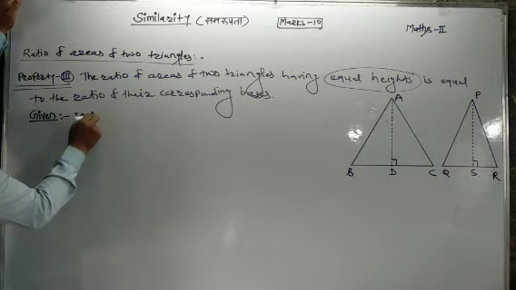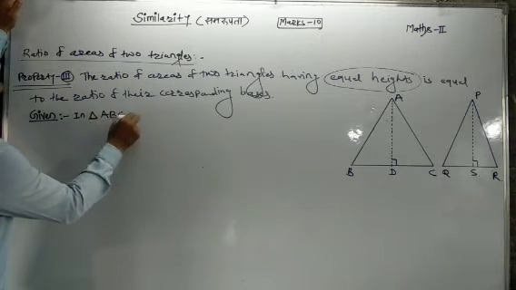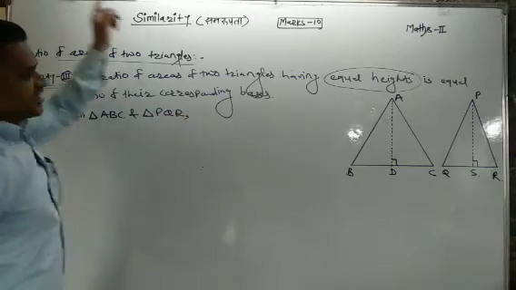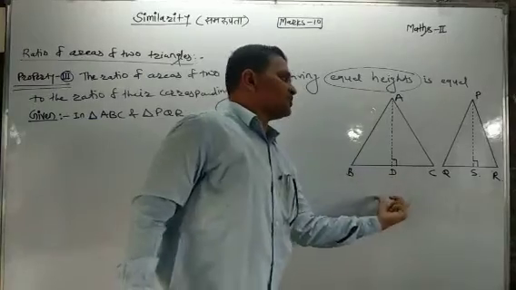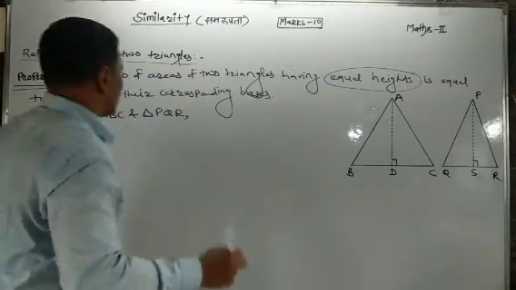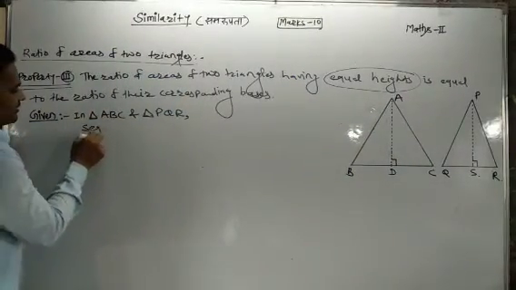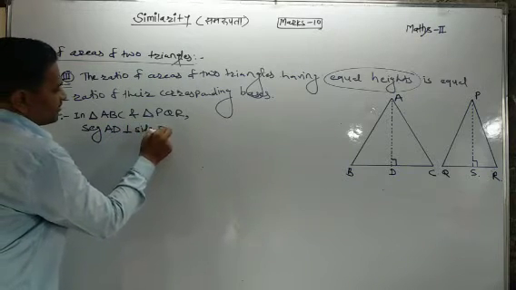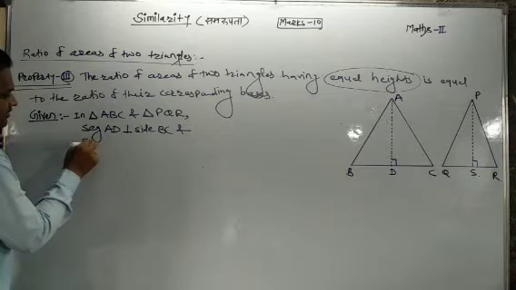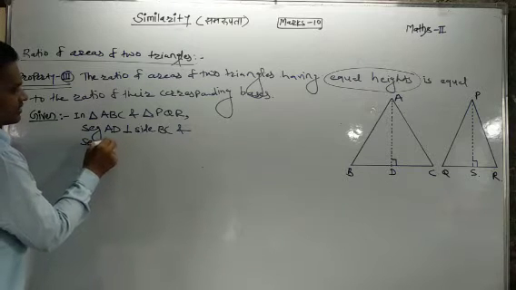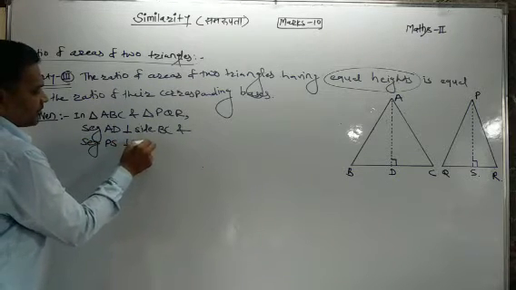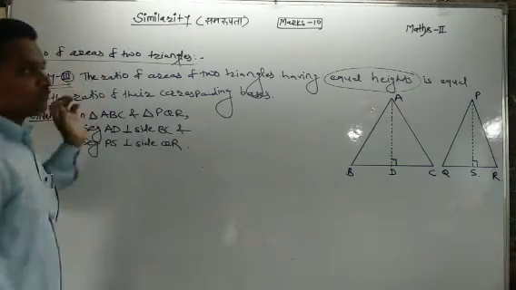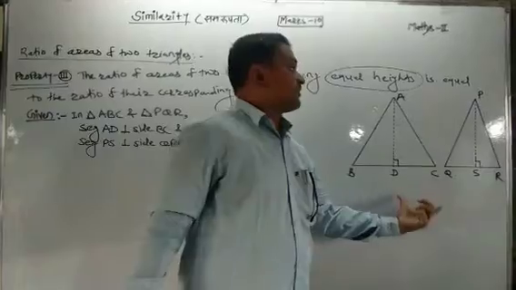In triangle ABC and triangle PQR, say AD is perpendicular to side BC and say PS is perpendicular to side QR. Say ED is perpendicular to the side BC and say PS is perpendicular to the side QR. Right. And here are the two triangles having extra information.